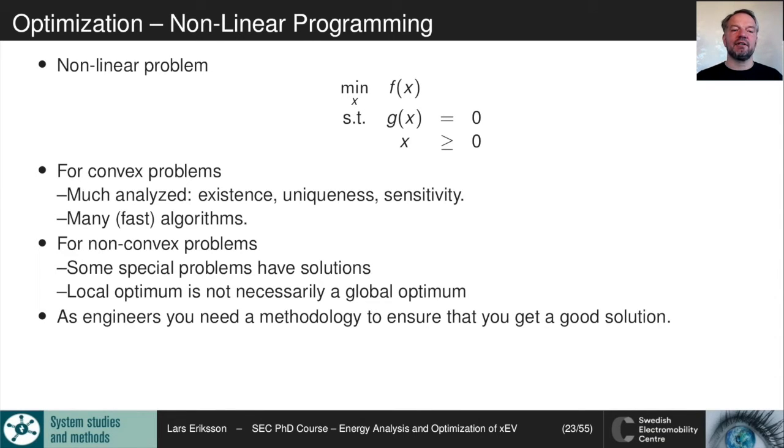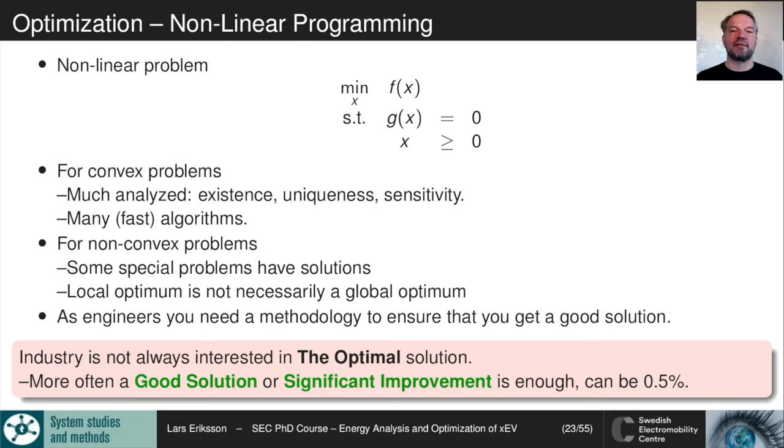But when coming to industry, the industry is not always interested in the theoretical optimal solution. They are more often interested in finding a good solution, or a solution that gives a significant improvement compared to what you have right now. And significant improvement need not be a lot, but it could in some cases be an improvement of 0.5%, which the automotive industry is pursuing in terms of getting improvements.